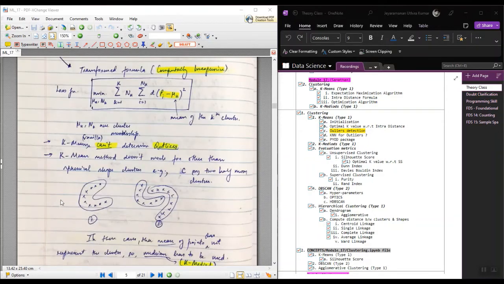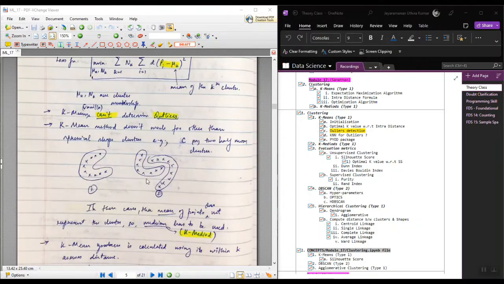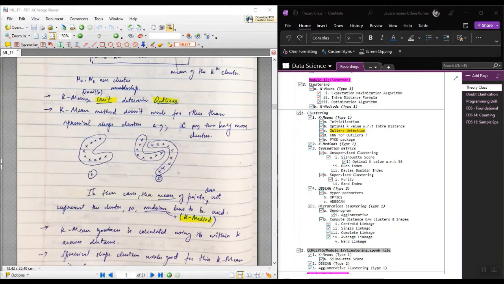Another problem with k-means is that this method doesn't work for shapes other than spherical clusters. For example, if you have two half-moon shapes like this, the mean of these points will be somewhere here, but it should not be. It should be somewhere here for the same thing. So in this case, the mean of these points does not represent the cluster. The mean should be within the area of this data set, but in this case it will be outside. That's why this mean does not represent the cluster.